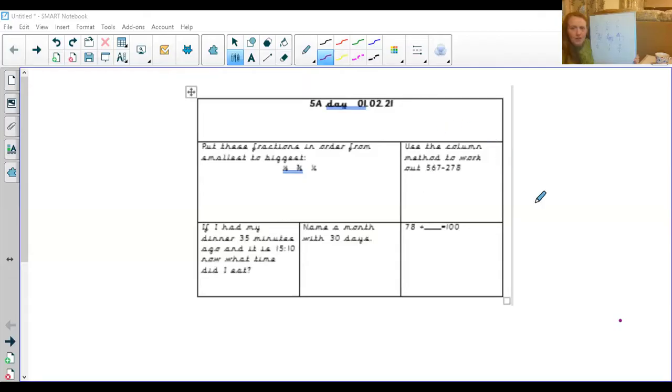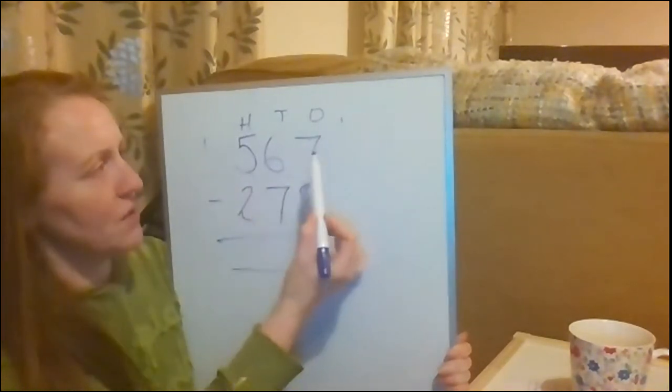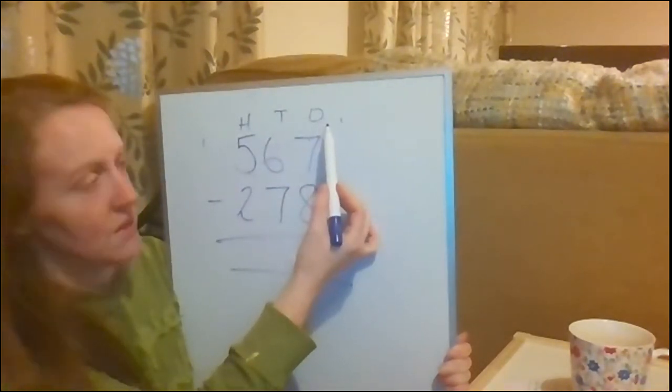There, we'll look at this one now, the column method to work out. So let me get rid of this on here. So we've got 567 take away 278. Okay, the column method, remember the hundreds, tens and ones need to be in line with one another to make sure that we are doing it correctly. I'll just stop that share then. So I've written it out there. Doesn't take long. So starting with the ones, always with the ones.